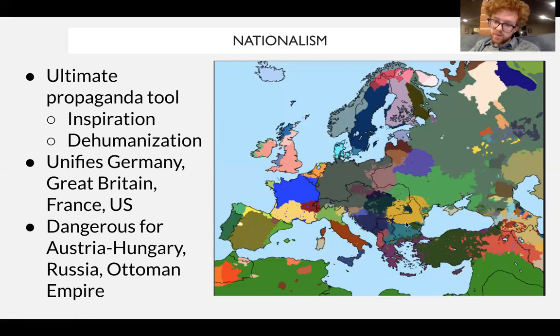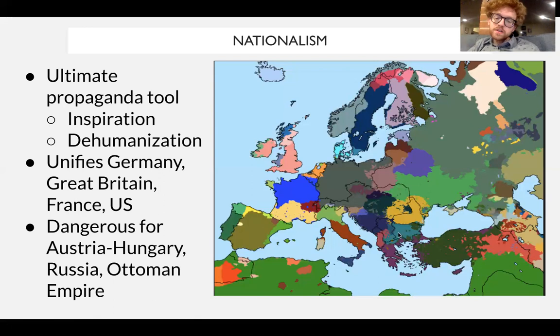So we see here with the Austro-Hungarian Empire, you've got Germans, you've got Slovenes, you've got Croats, you've got Bosnians, you've got Hungarians, you've got Poles, and I think those are Romanians. You've got all of these different groups of people, and none of them want to be a part of the Austro-Hungarian Empire. They don't want to be ruled over by Austrians.